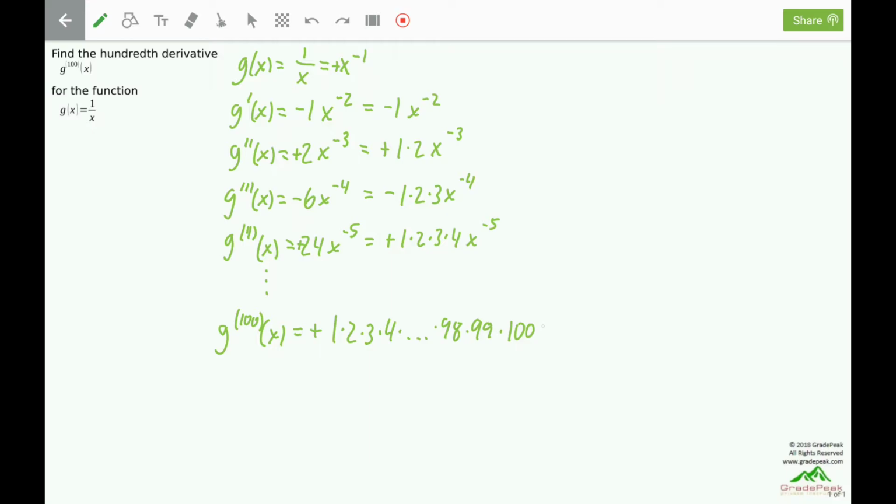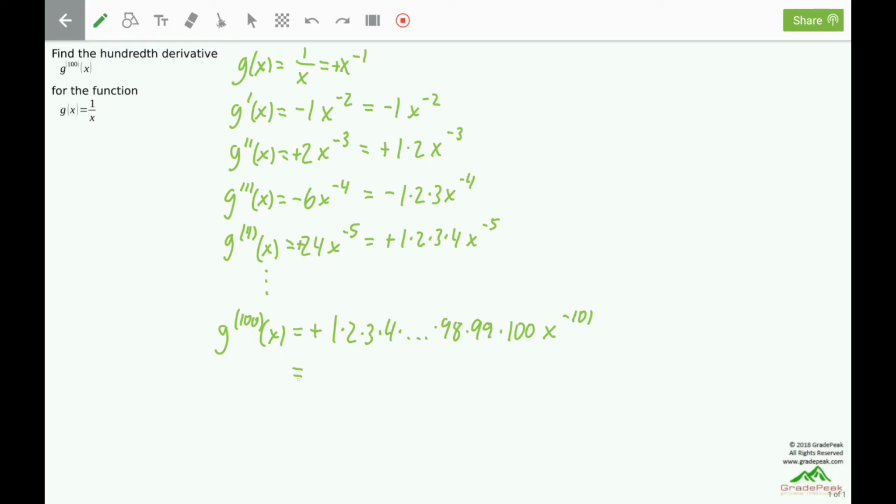Okay, and then the last thing to notice is the power of x's. The first derivative was x to the negative 2. The second derivative was x to the negative 3. The third derivative was x to the negative 4. The fourth derivative was x to the negative 5. So it's certainly x to a negative power. And if you look, the power is not only negative, but the number is one more higher than the order of the derivative each time. First derivative is 2, second derivative is 3, third derivative is 4, fourth derivative is 5. The 100th derivative will be the 101st power, and they're all negative, so negative 101.